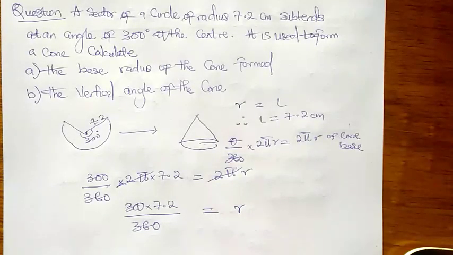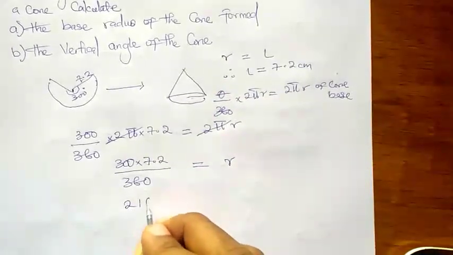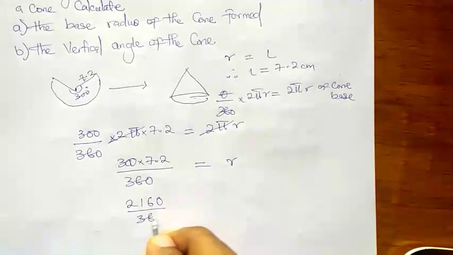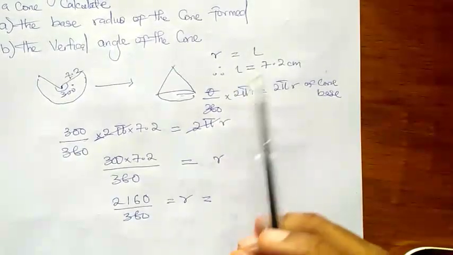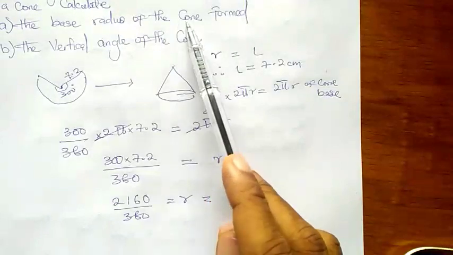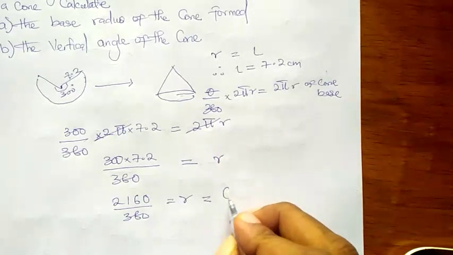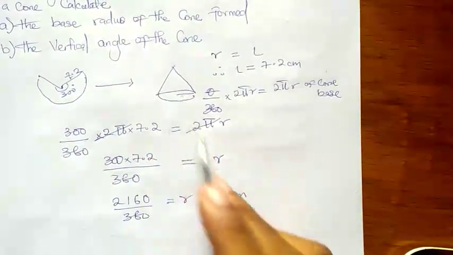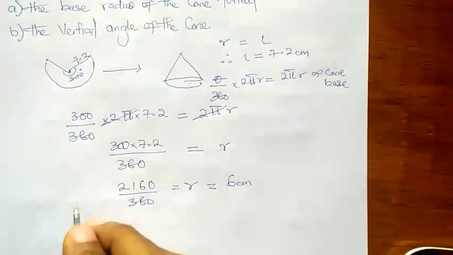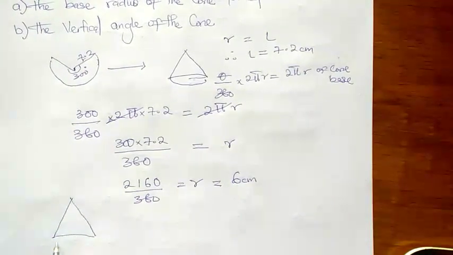If you're following with your calculator, you could punch that out. 300 times 7.2 will give us 2160, divided by 360, which gives us r. Remember, we're told to find the base radius of the cone formed. 2160 divided by 360 gives us 6 cm. So r is equal to 6 cm. Now we know our r and we know our length.